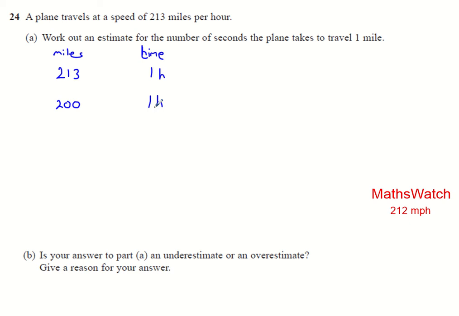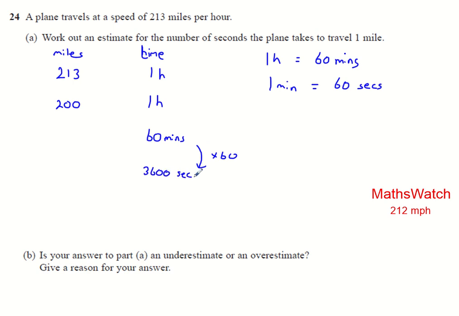Now we need to convert the hours into seconds. So, a couple of facts that we need. 1 hour is the same as 60 minutes. So this 1 hour is the same as 60 minutes. And 1 minute is the same as 60 seconds. So if we've got 60 minutes, we've got 60 lots of 60 seconds. So that's 60 times 60 to get 3,600 seconds. And in all these cases, we'll be using 200 miles.